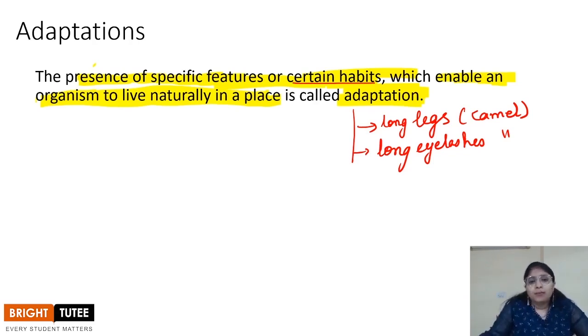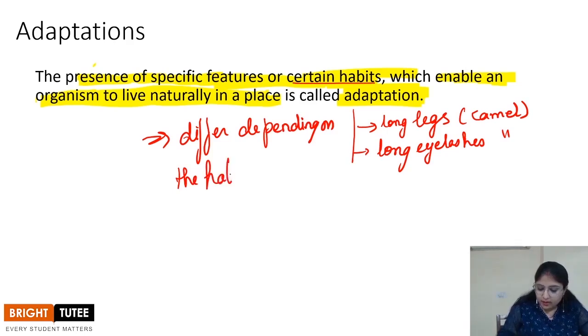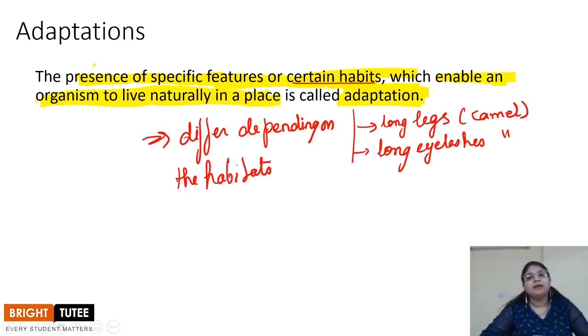Again, when we talk about these adaptations, they differ depending on the habitats. So in this way we see that the habitat of a particular animal actually dictates the kind of features and the habits that particular animal will have. That is why we see that the animal of a desert is quite different from the animal living in the mountain ranges.